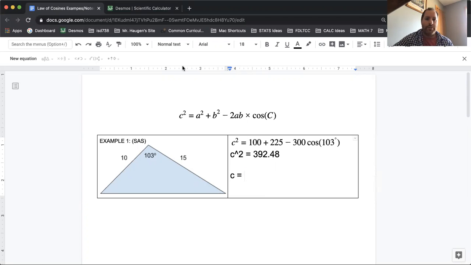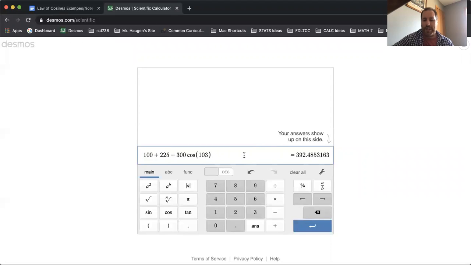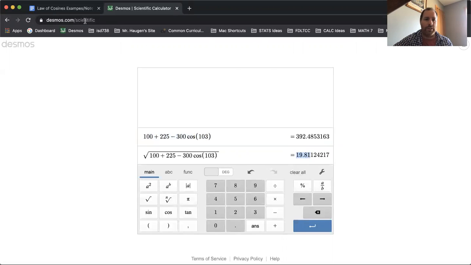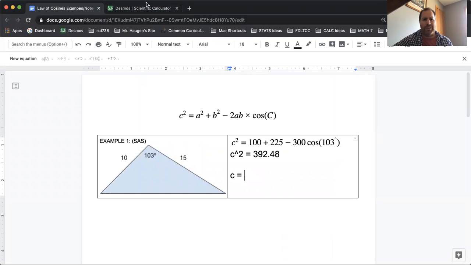What we have to do here is take the square root of that. So I'm just going to hit enter and start another one. You can either click the square root, or I'm going to type it in, SQRT, square root of this whole thing up here. I don't want to take the time to type all that in, so I'm just going to highlight this, copy and paste, and put that whole thing in there. It does the square root of that number, which is 19.81. So that's how long that side has to be.